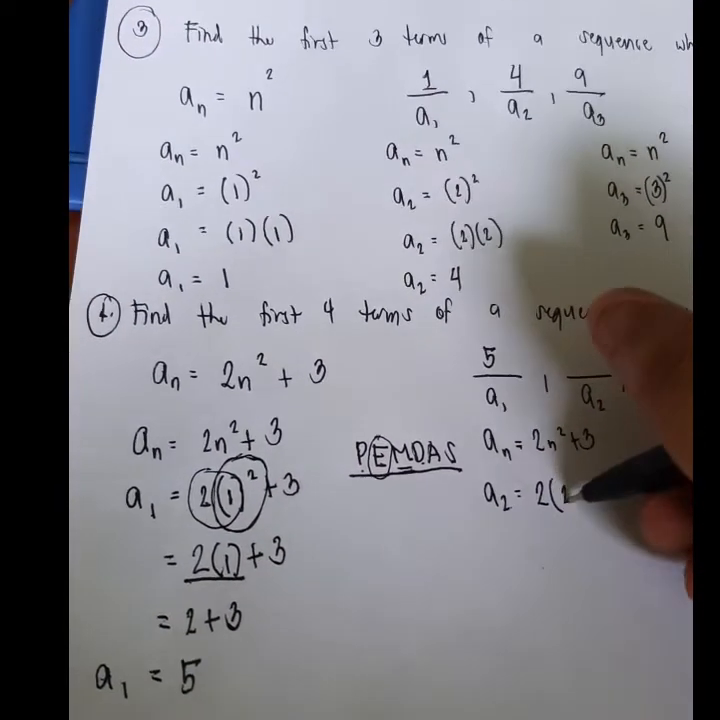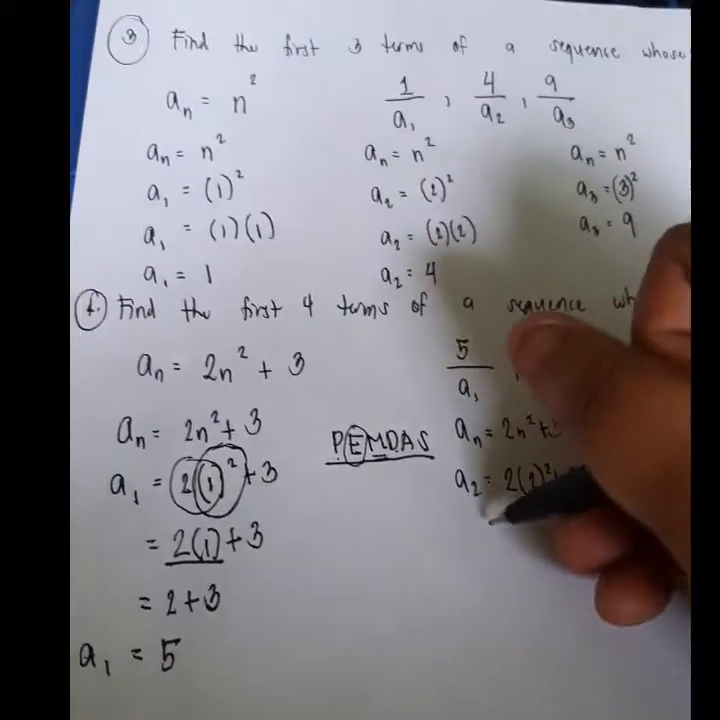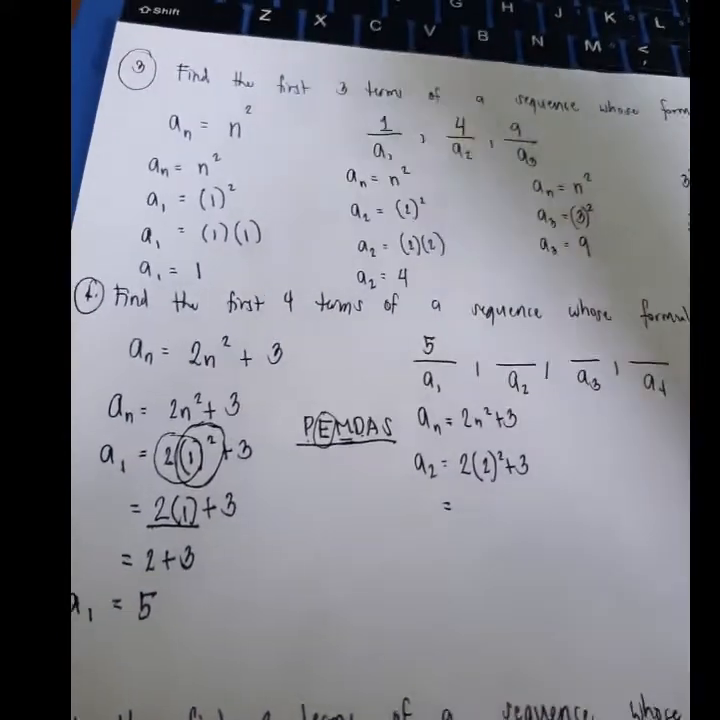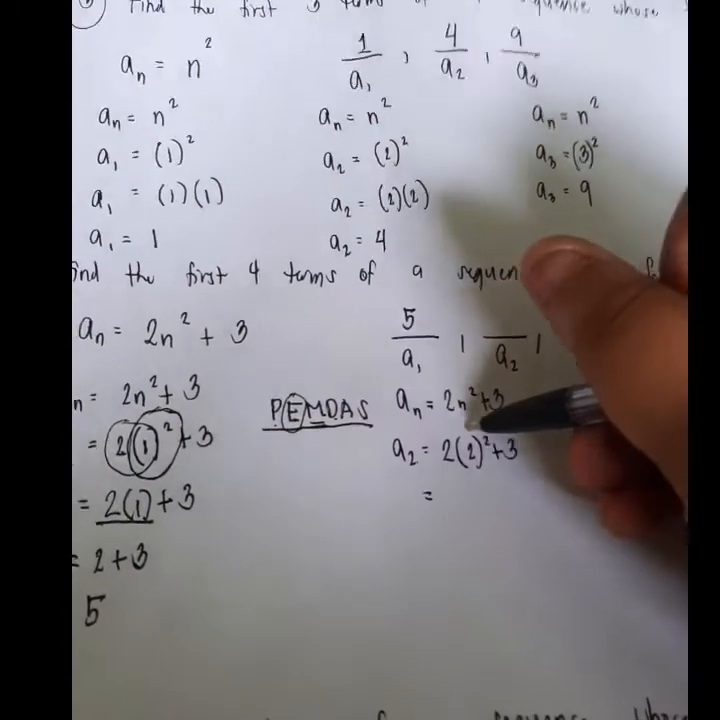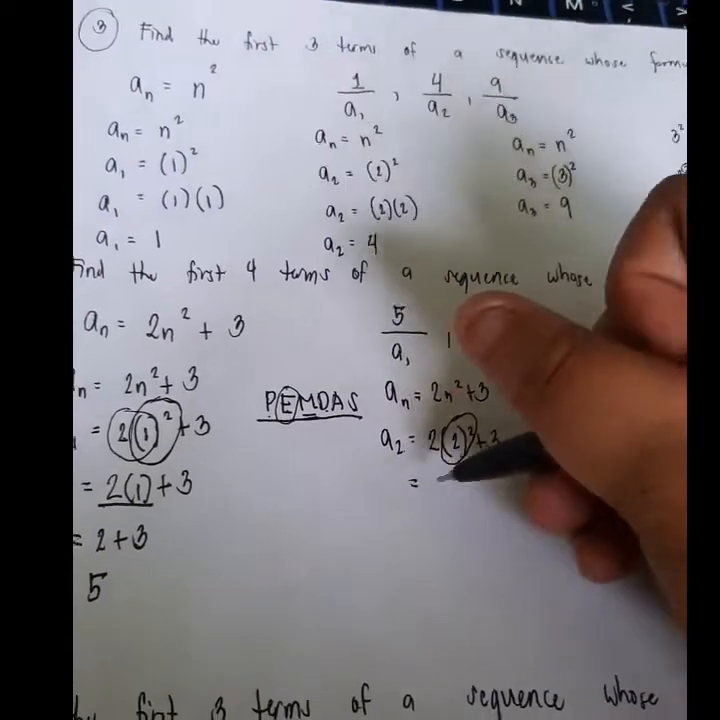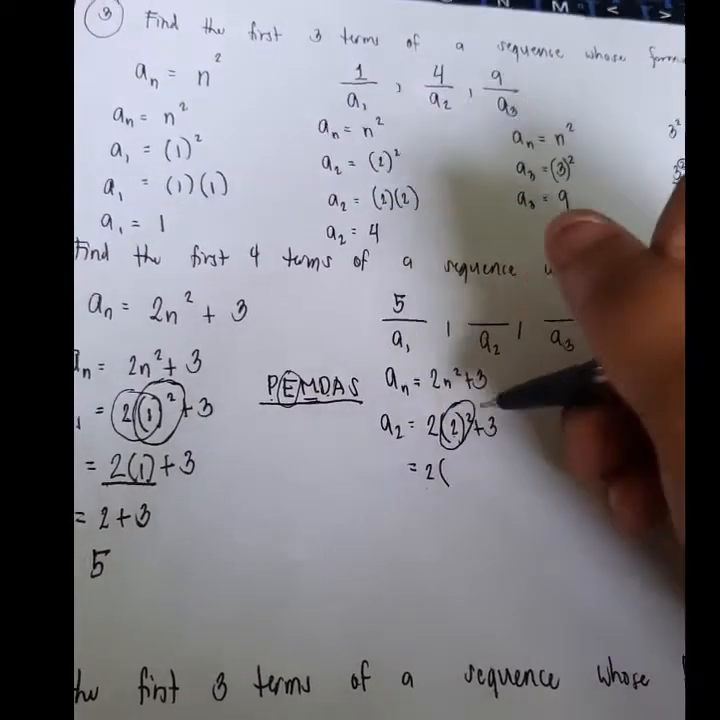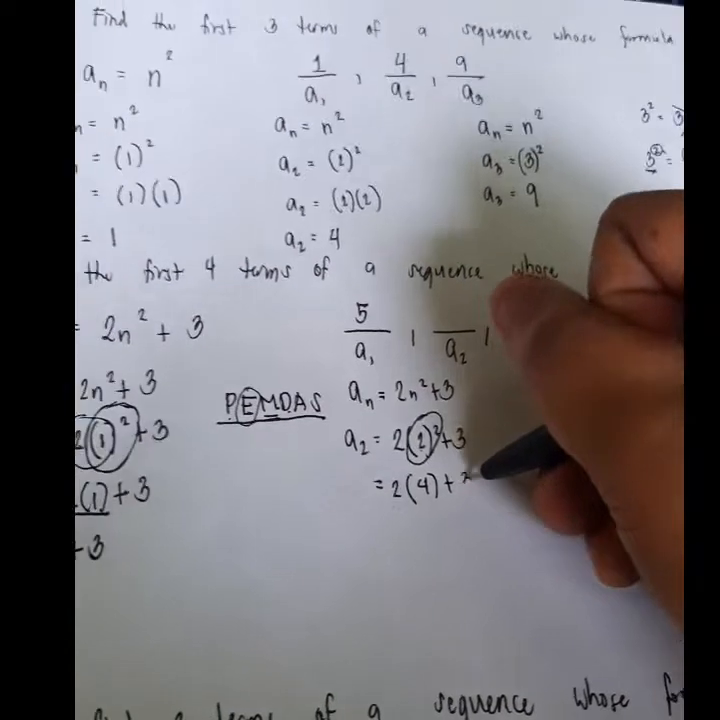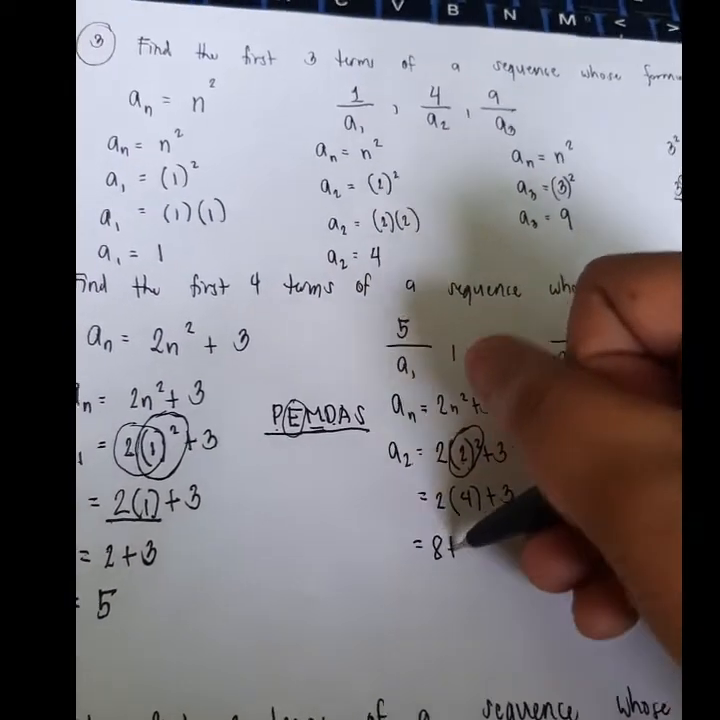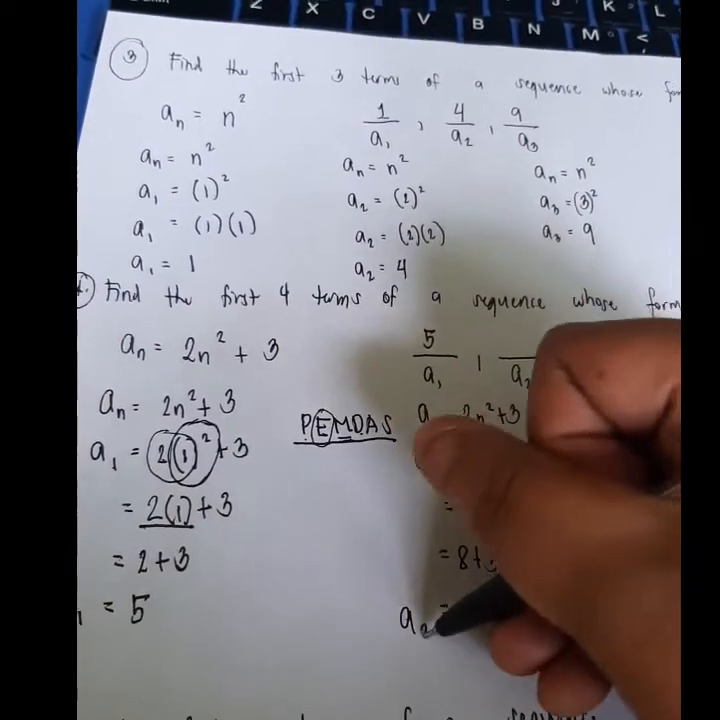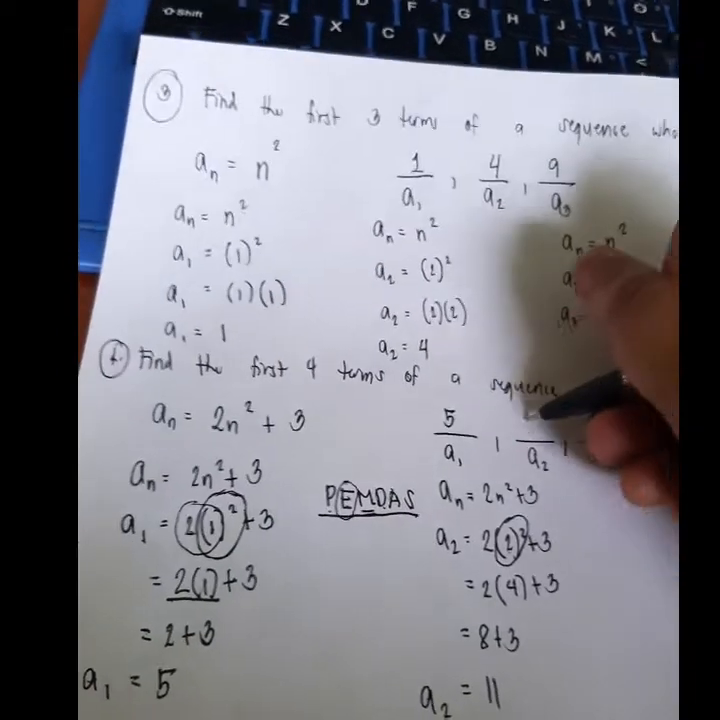Your n will be 2 squared plus 3. And we're going to have PEMDAS, so we're going to solve the exponent first. So you're going to have 2, and 2 squared will give you 4 plus 3. And this will equal 8 plus 3. And your second term, therefore, will give you 11.